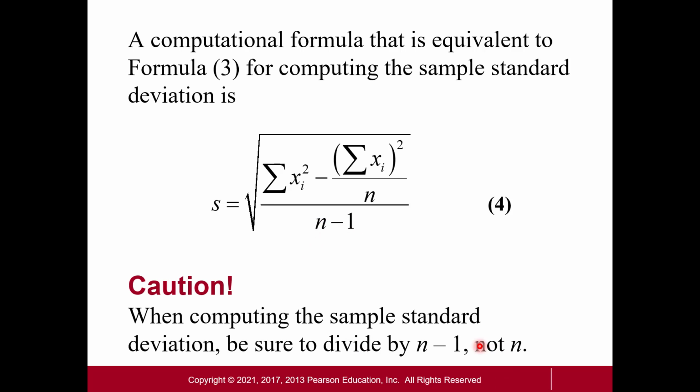Okay, and then just a caution, make sure you divide by n minus 1. If we're talking about population, you divide by the entire population size, the capital N. But if it's a sample of the population, you always divide by 1 less than that sample size.